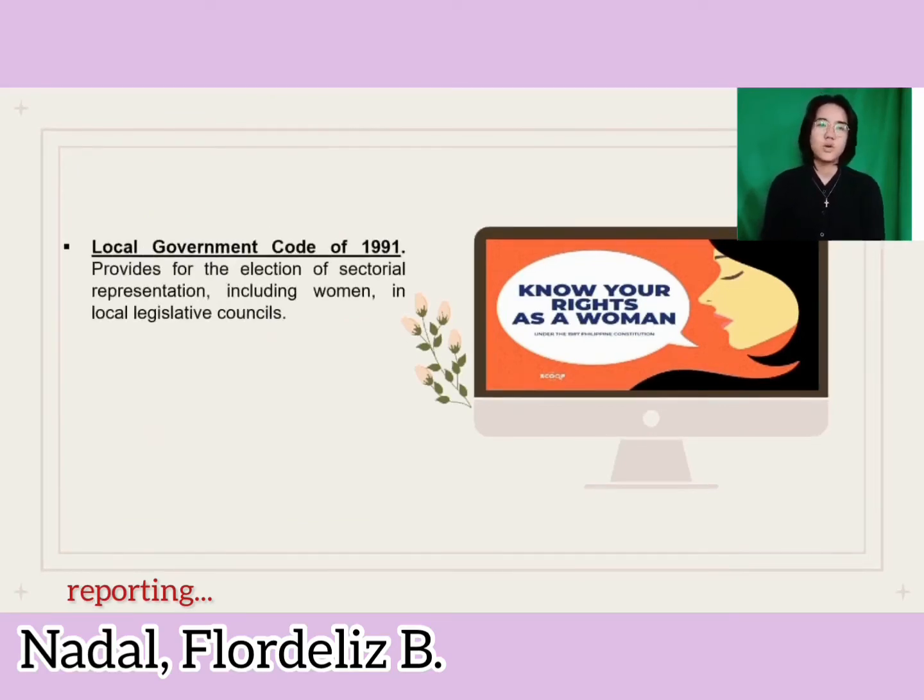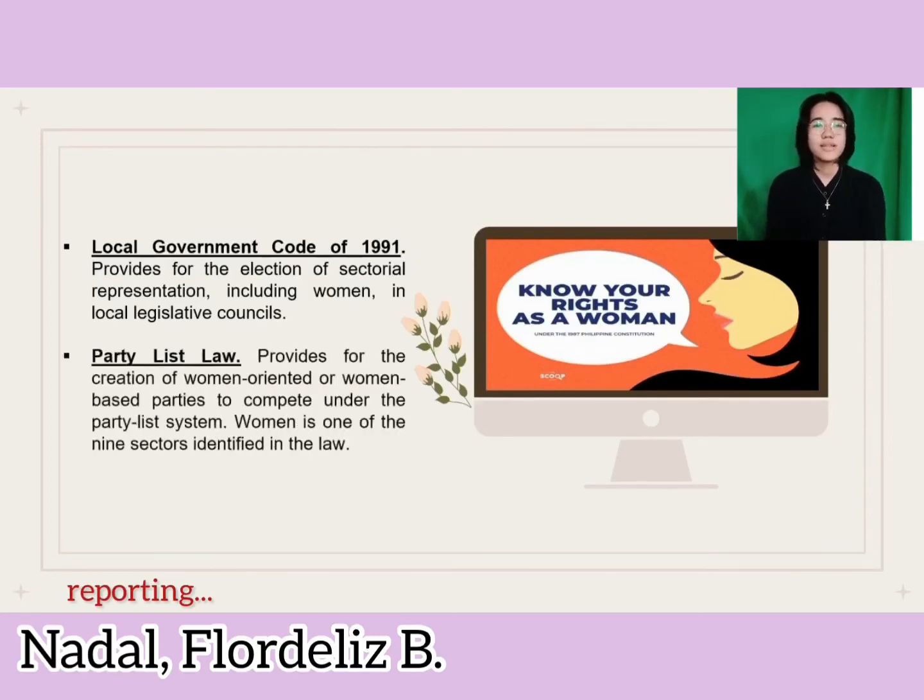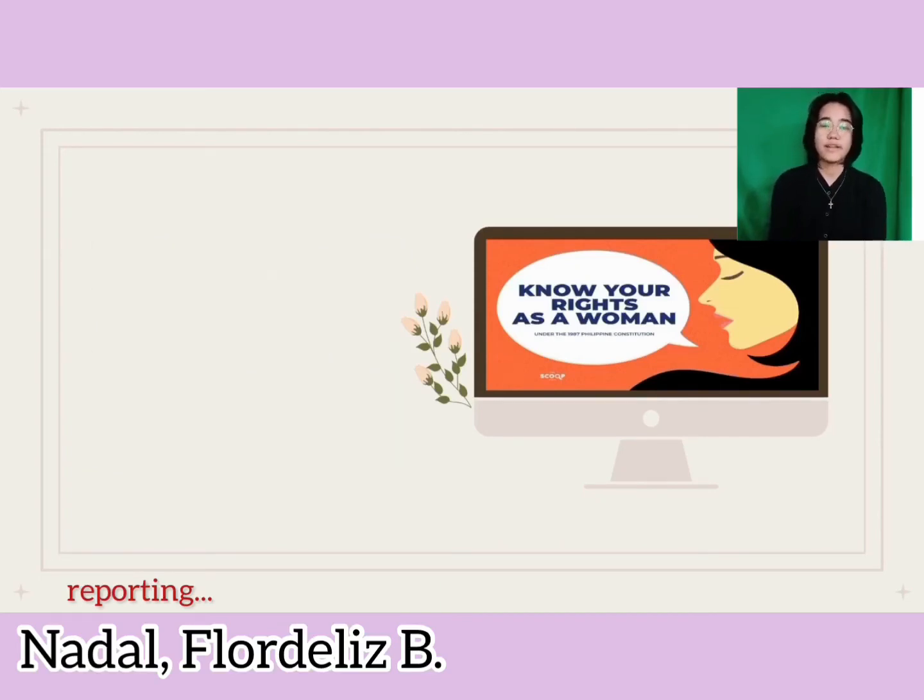First, the Local Government Code of 1991. In this code, it provides for the election of sectorial representation, including women, in the local legislative council. Second is the party list law, which provides the creation of women-oriented or women-based parties to compete under the party list system. Women is one of the 9 sectors identified by the law.